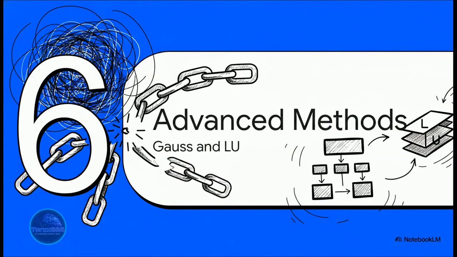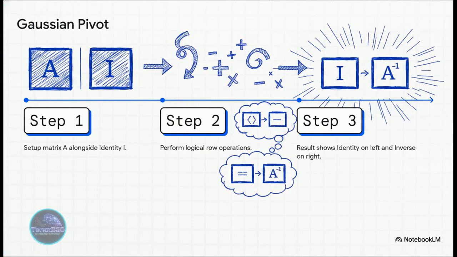Section 6. Advanced Methods, Gauss and LU. Okay, but calculating all those cofactors by hand for a really big matrix, total nightmare. That's where the Gauss pivot algorithm comes in, as highlighted by the University of Toulouse. This method is seriously like magic. In step 1, you set up your matrix A right next to the identity matrix I. Then in step 2, you apply logical operations across the rows. You add, subtract, and multiply the rows together, chipping away at the left side. The goal, you want matrix A to slowly transform into the identity matrix. And then the magic happens in step 3. Once the left side becomes the identity, the right side, which has been going through the exact same operations, has magically transformed into your inverse matrix.